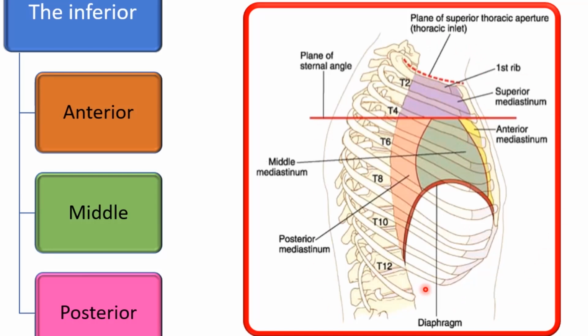This mediastinum is separated into two parts. The part from this point above is the superior mediastinum, and the area below is the inferior mediastinum. The inferior mediastinum is divided into three parts: the anterior part here, the middle part here, and the posterior part here. So here is the anterior mediastinum, here is the middle mediastinum, and finally here is the posterior mediastinum.